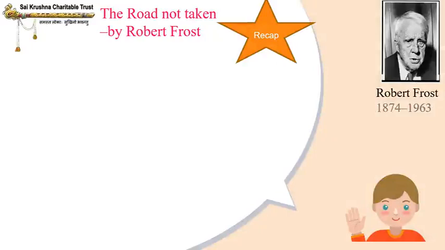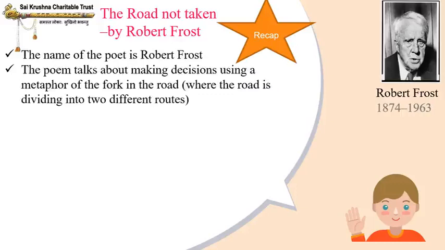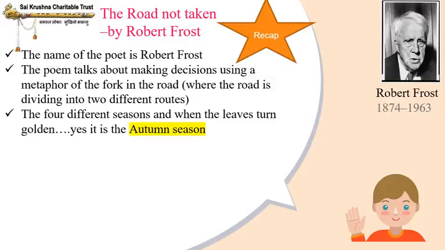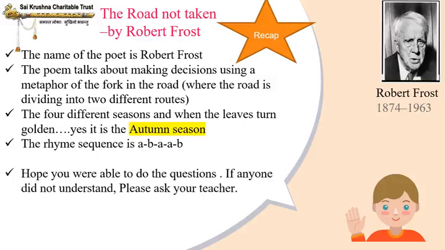Recap. Let's see what we have learned till now. Till now, we learnt that the name of the poet is Robert Frost, who wrote the poem. We also heard about the story behind the poem, and we learnt about what the fork in the road means, where we come to make decisions. We also learnt about the 4 different seasons and when the leaves turn golden. Yes, it is the autumn season. The rhyme sequence is A, B, A, A, B. Hope you were able to do the questions. If anyone did not understand, please ask your teacher.